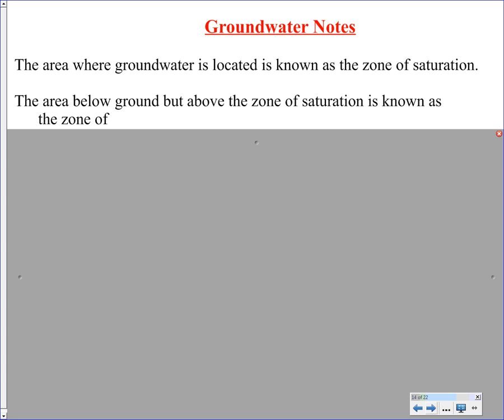The area below ground but above the zone of saturation is known as the zone of aeration. What are you going to write? It doesn't tell you much. Above water table equals zone of aeration, or above zone of saturation equals zone of aeration. Sounds good to me.